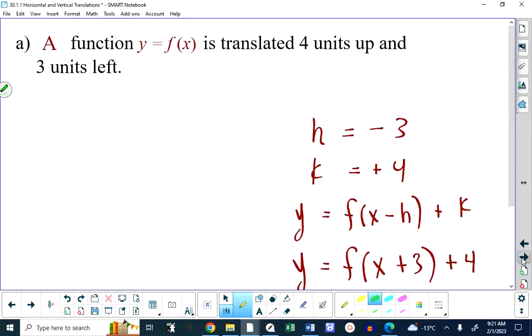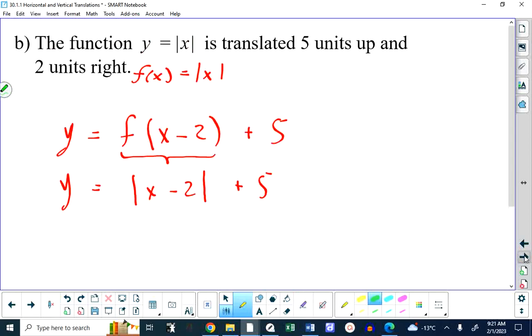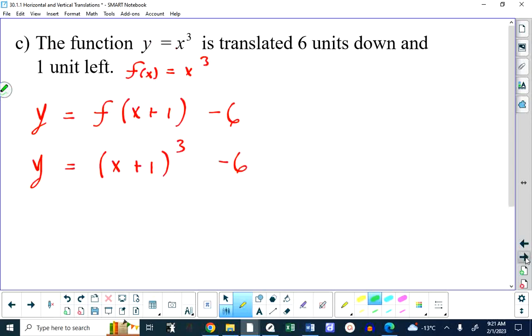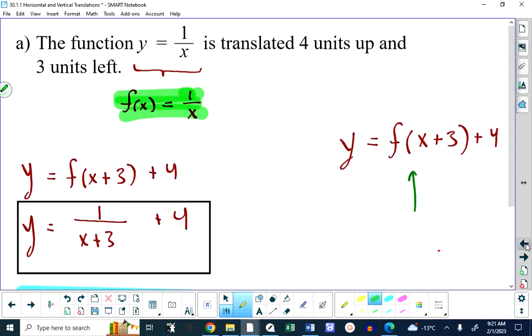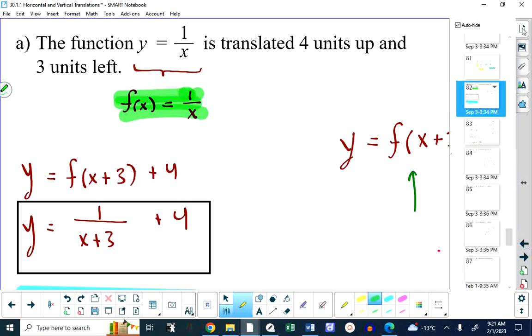We could do the same thing here. I could put g of x equals absolute value of x minus 2 plus 5. I could put, I don't know, r of x equals x plus 1 quantity cubed minus 6, etc. Are you with me on that? Okay. Now, I want to talk to you about something, and if you had me for Math 20-1, you might remember this, but I really need to take another minute or two and give you another mini lesson on some terminology.